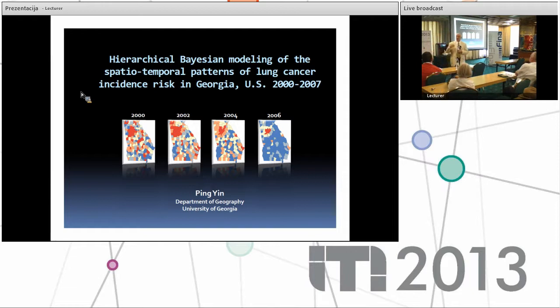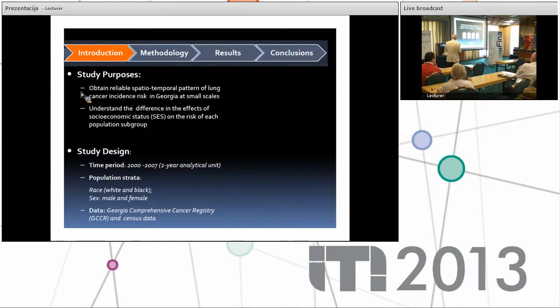And so we had the lung cancer data, and we had all of the lung cancer cases from 2000 to 2007 in Georgia, and we actually had the residents at the time of diagnosis. So it's not as good as the lifetime residents that we had in the case control study. But he wanted to model the spatio-temporal patterns of lung cancer over time. And so the study purpose was to look at the spatio-temporal pattern of the lung cancer incidence.